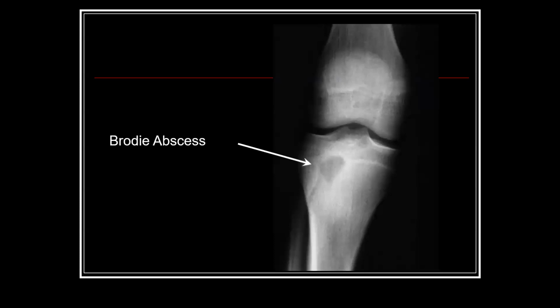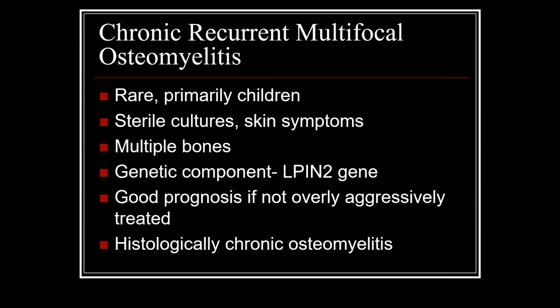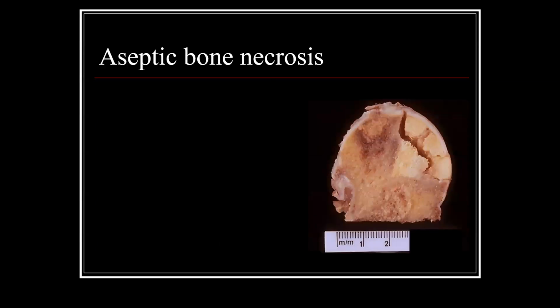So it doesn't look really infiltrative per se, but it does have that very reactive appearance. And as you can see, this is a fairly young patient who still has the epiphyses intact. There is a syndrome called chronic recurrent multifocal osteomyelitis, which is fairly rare, but tends to produce sterile cultures. And these patients may have skin symptoms, multiple bones involved. There is a genetic component to this, and usually these patients do fairly well, but histologically, they tend to look more like a chronic osteomyelitis, so with the plasmacytic, slightly fibrotic appearance. So just to be aware of that syndrome.